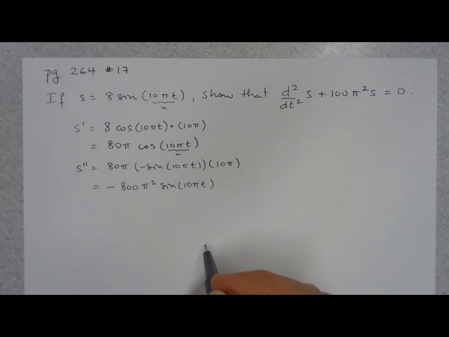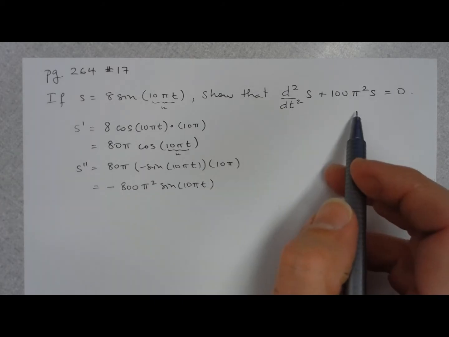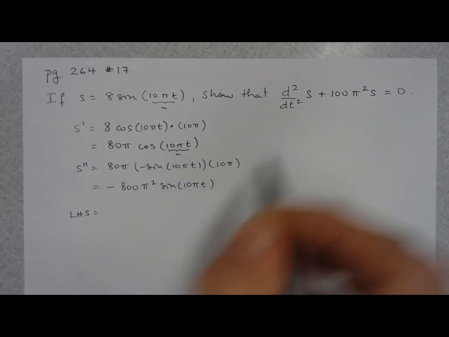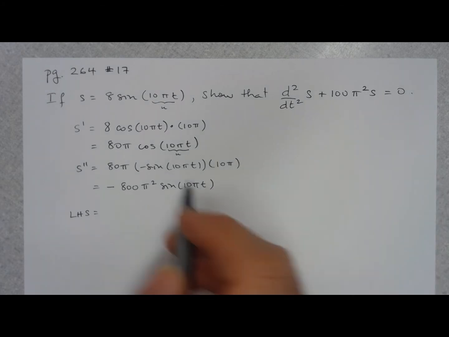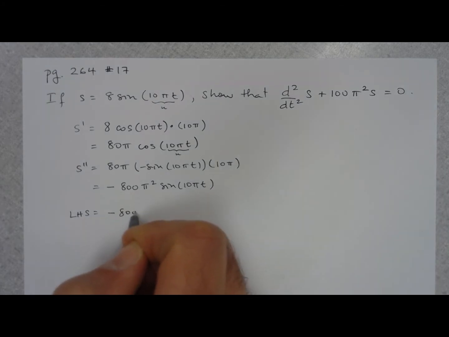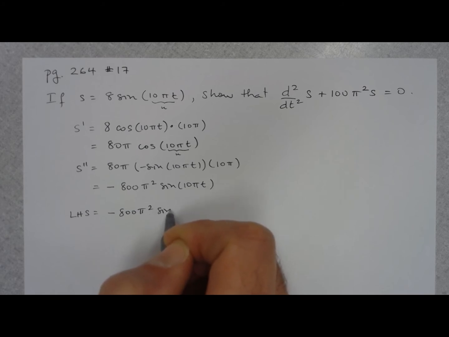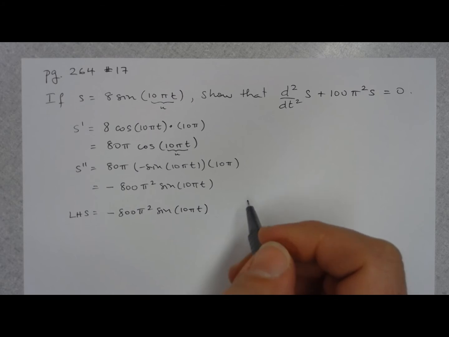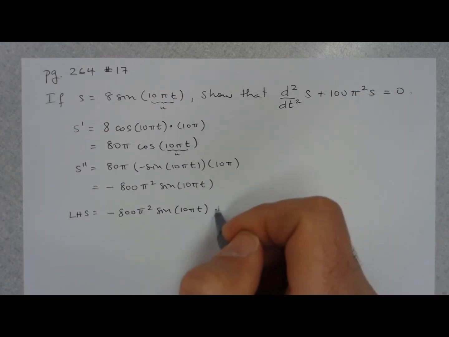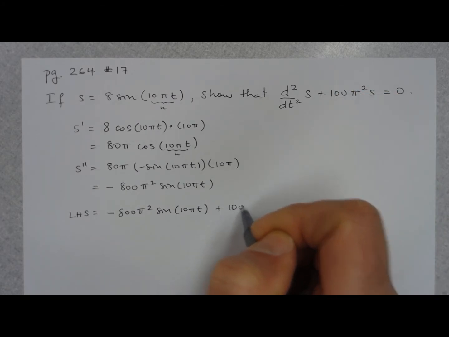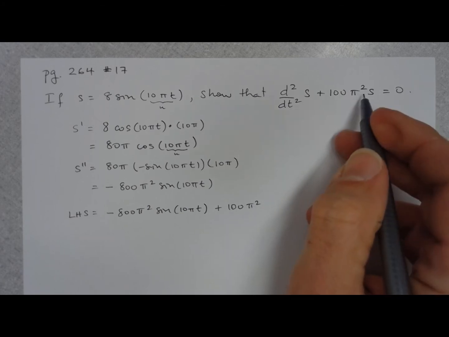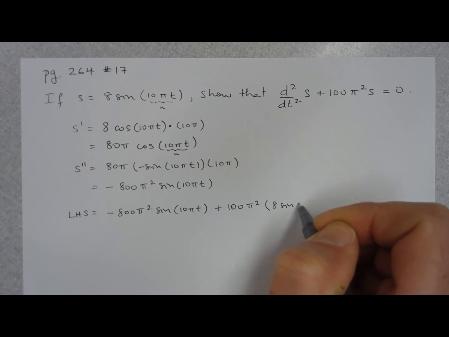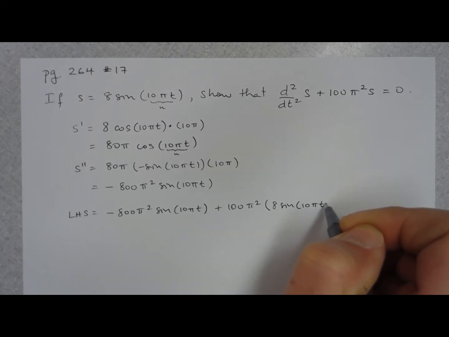Okay, so now that I have the second derivative, I can input everything into my equation. The left-hand side of my equation is equal to the second derivative of s. So this thing here, negative 800 pi squared times sine of 10 pi t, and then here, plus 100 pi squared times s. And of course, s is just the given function. So here we have 8 sine of 10 pi t.